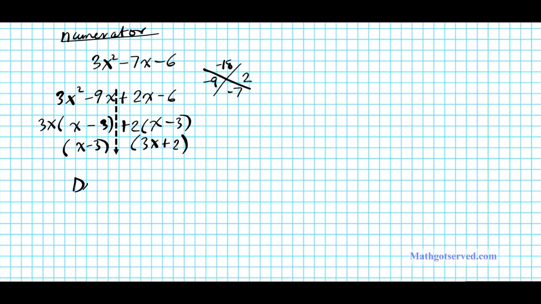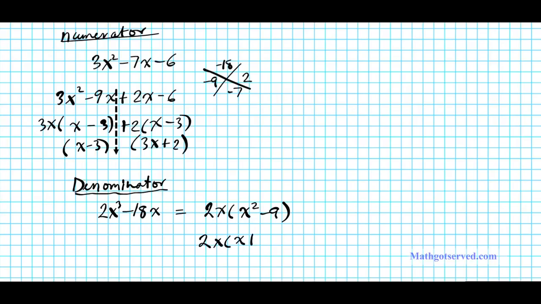All right, and then for the denominator, let's go ahead and factor that also. We have 2x to the third minus 18x. We can factor out 2x, so we have 2x times x squared minus 9. This is the difference of squares, which factors into x plus 3 times x minus 3.